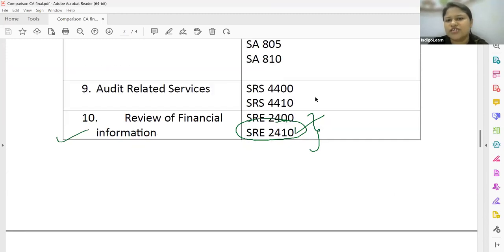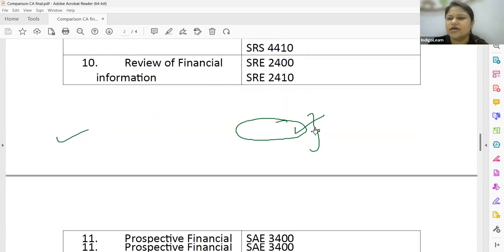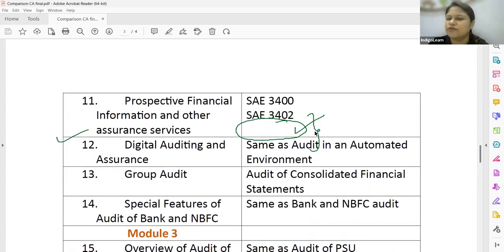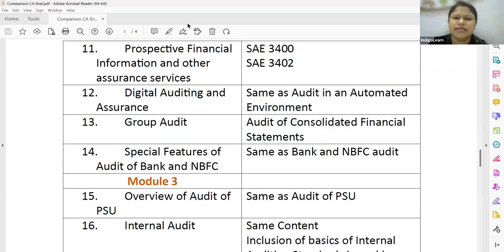So now the major changes are the introduction of these standards in the specialized area: audit related services, review of financial information, and prospective financial information and other assurance services. So SREs, SRS, SAEs, these are all the new things that have been added along with the 800 series of the specialized area. Then this is all the renaming, which I call it.